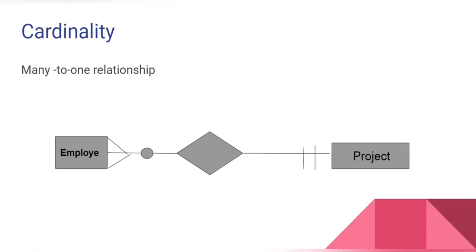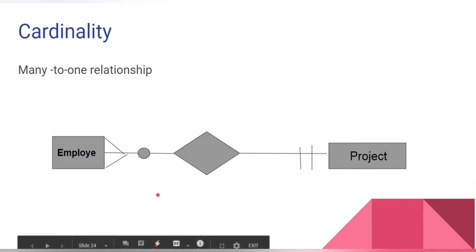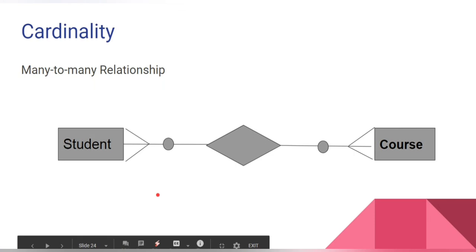We have many to one relationship. An employee can get only one project, mandatory one, and a project can be assigned to 0 employees or many employees. So here we have the employees many and the project one. An employee can be assigned to one project, and one project can be assigned to 0 employees or many employees. It looks difficult, but it is really very easy.